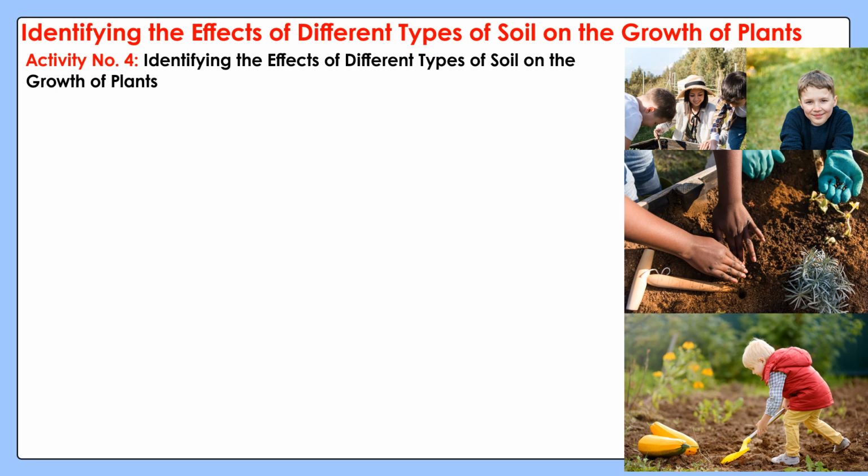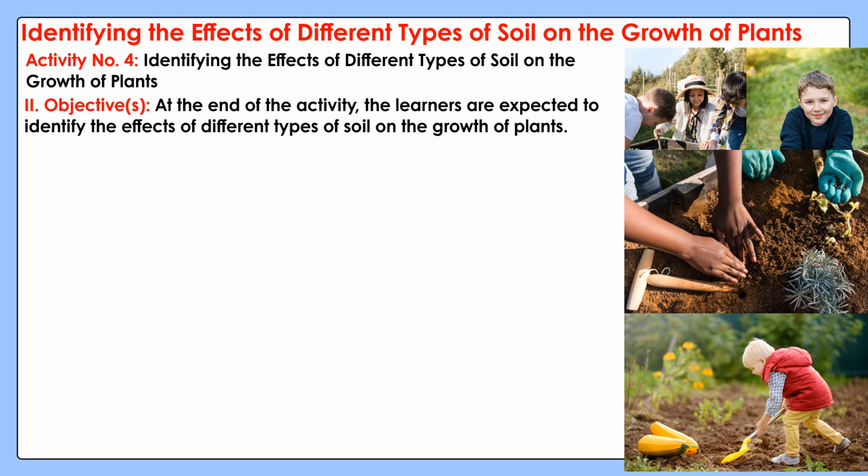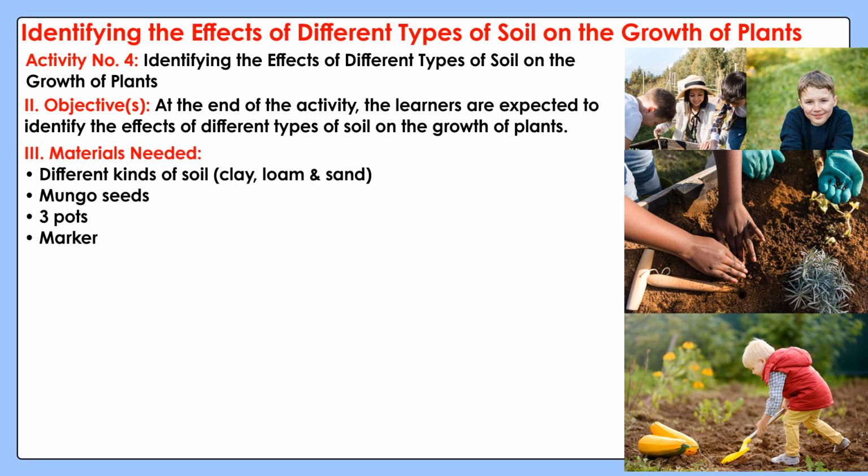Identifying the effects of different types of soil on the growth of plants. Objectives: at the end of the activity, the learners are expected to identify the effects of different types of soil on the growth of plants. Materials needed: different kinds of soil, clay, loam, and sand. Mungo seeds, 3 pots, and marker.